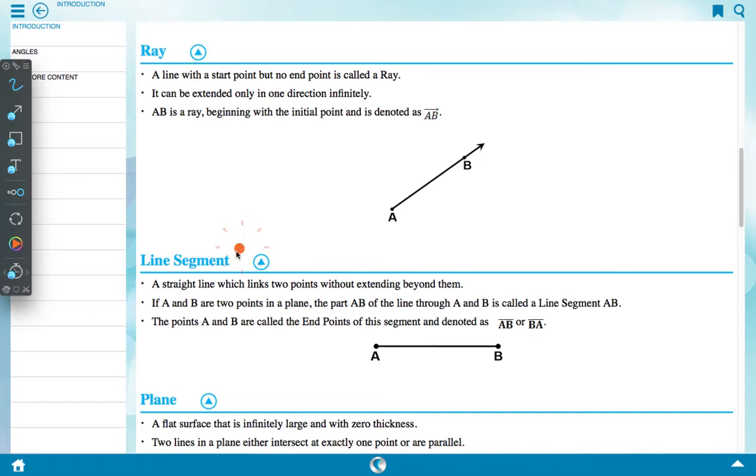Line segment. A straight line which links two points without extending beyond them. If A and B are two points in a plane, the part of the line through A and B is called a line segment. The points A and B are called the endpoints of this segment and it is denoted as AB or BA. Here both A and B are endpoints on both sides.